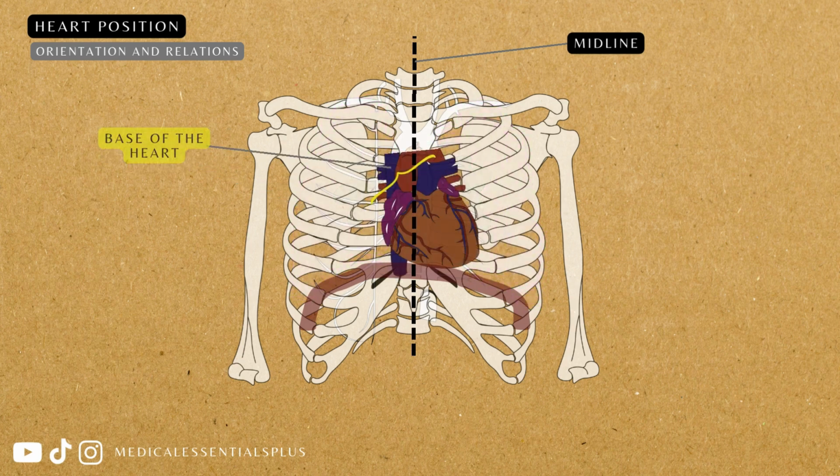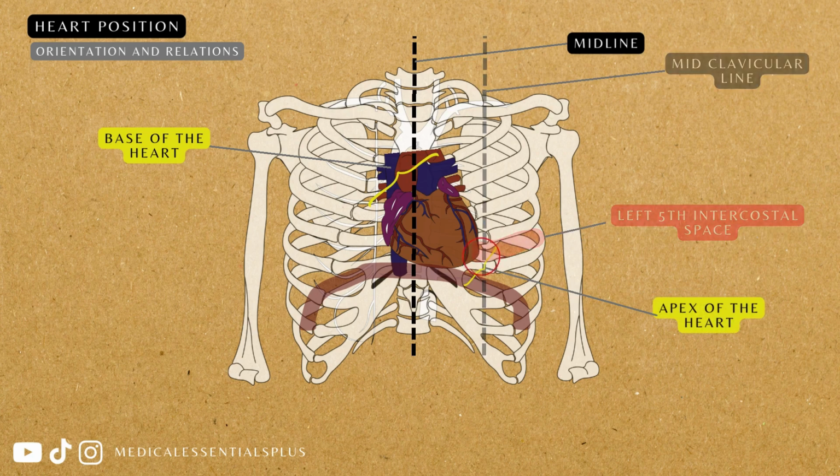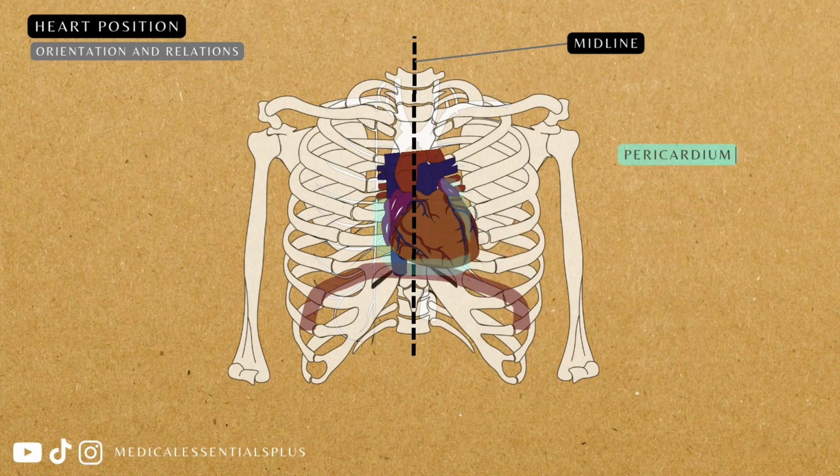Its base is the broader superior portion, which consists of the upper chambers, while the pointed inferior end, directed antero-inferiorly and to the left, is called the apex. The apex is usually located at the fifth left intercostal space, at the left mid-clavicular line. The heart is enclosed within the pericardium, a double-walled sac that provides protection and lubrication. We will take a detailed look at the heart layers and pericardium in this tutorial.